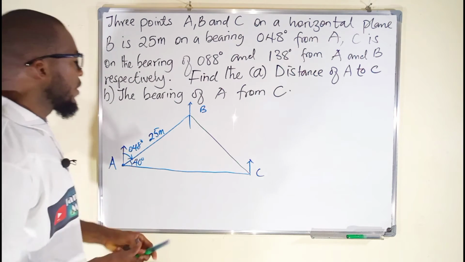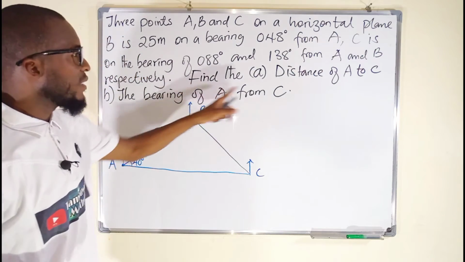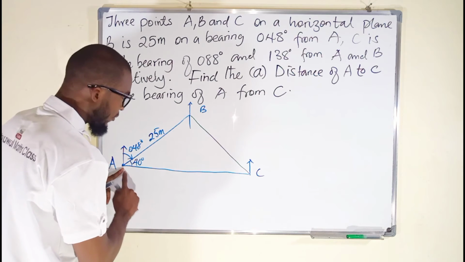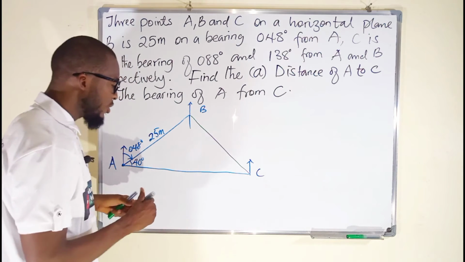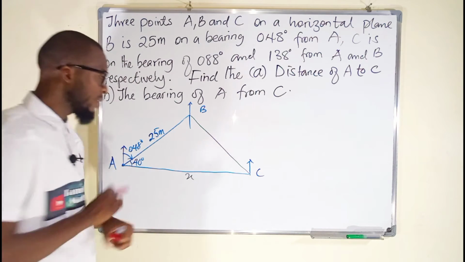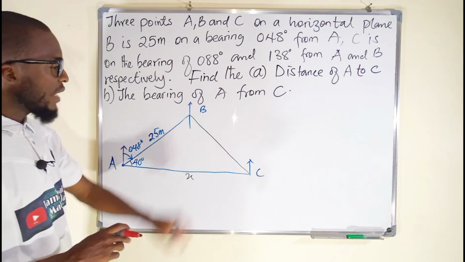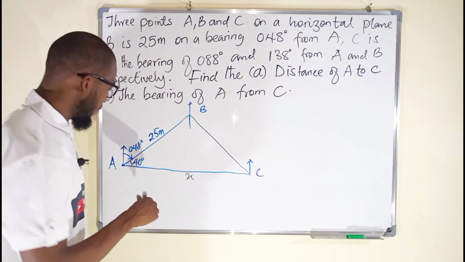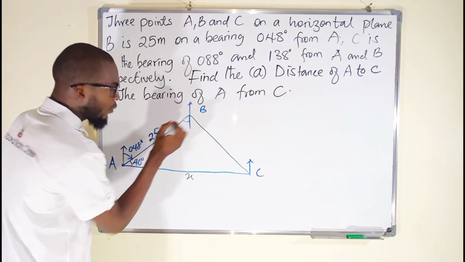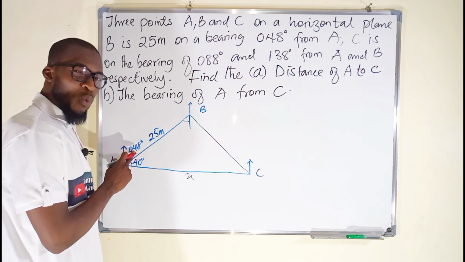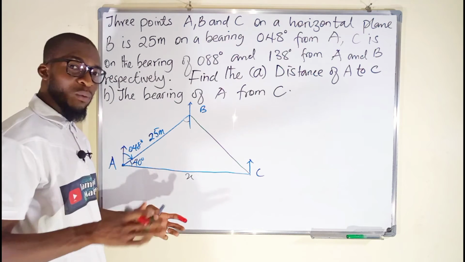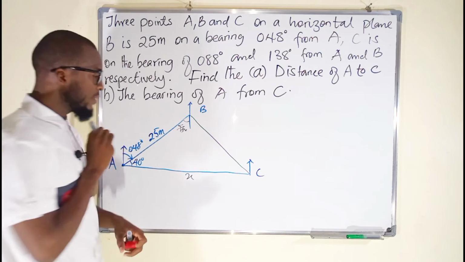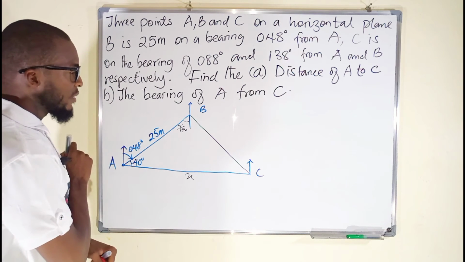We are done. The question says we should find the distance of A to C. We are looking for the distance from A down to C, which we don't know. Let me assign an X to that. This side is also not given, but let us fill some information here. This angle is alternate to this one, and alternate angles are equal. So this is 48 degrees because this is 48.